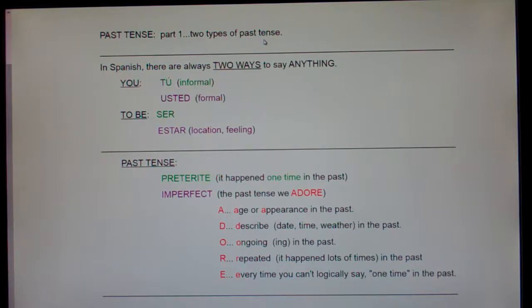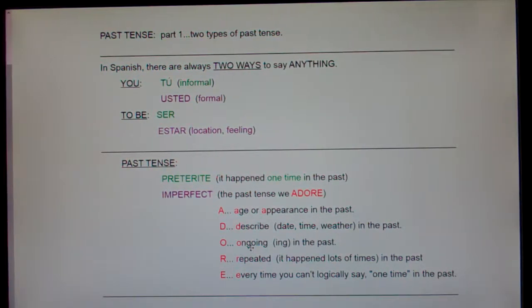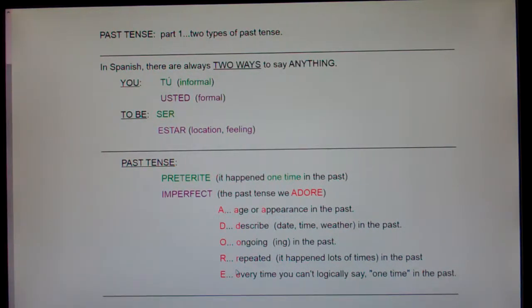So again, 2 types of past tense. One's called preterite, it means it happened one time, and one's called imperfect. Imperfect is the one we adore. We use imperfect for age or appearance, describing date, time, or weather, for ongoing things in the past, for repeated things in the past, and basically we use the imperfect past every time we can't logically say just one time in the past. Again, don't panic. This is hard. It's going to take time, but this is the first step. So this is part one of a multi-part series I'm calling Past Tense. Good luck.